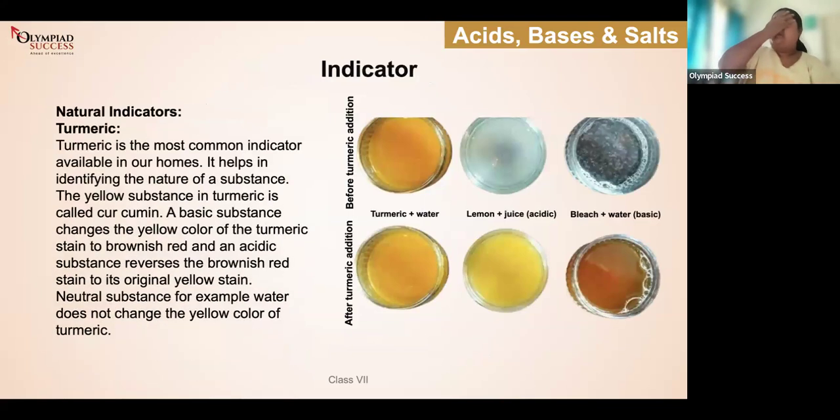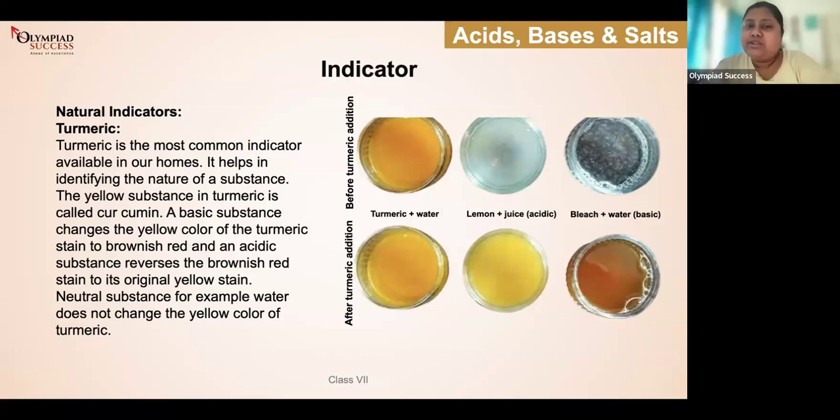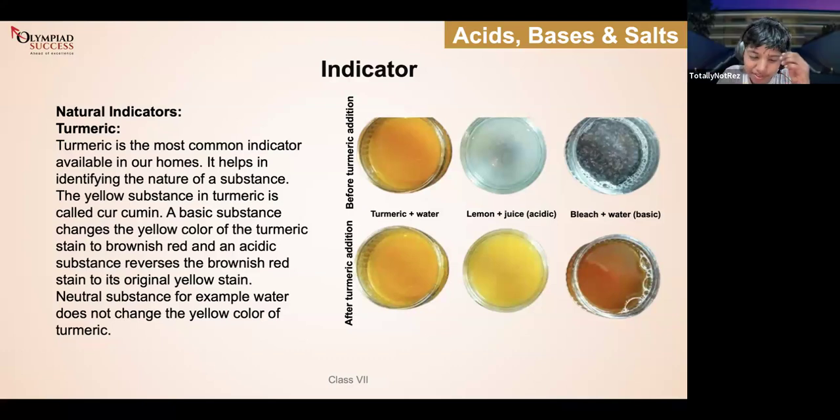Now, first we'll talk about the natural indicators. You know that the color of turmeric is yellow, and what makes it yellow? Curcumin, right? It is yellow because of the presence of curcumin. Now, how does its color change? If it touches a liquid, it will turn red if it's basic, and it will turn yellow if it's acidic.